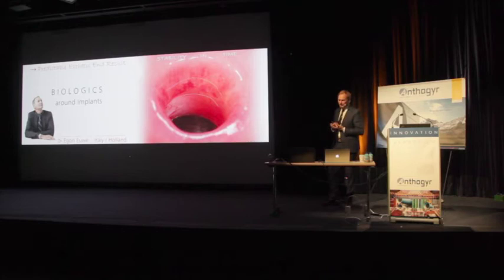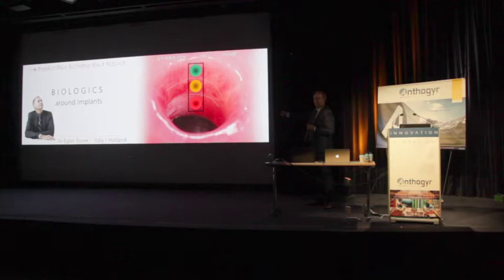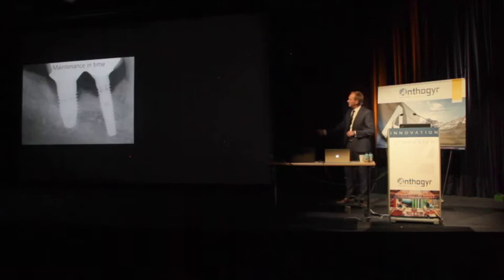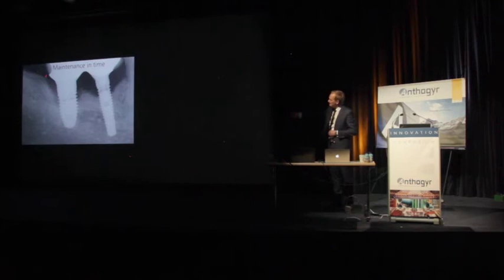And if we put a traffic light in here, the green area for me is definitely the epithelium, where we have strong tissue. This is where I like to build out my restoration. The delicate area starts with the junctional epithelium, and the red light is the attachment. So why should I make this area so easy, reachable for bacteria, by building very white on top of a very white implant?